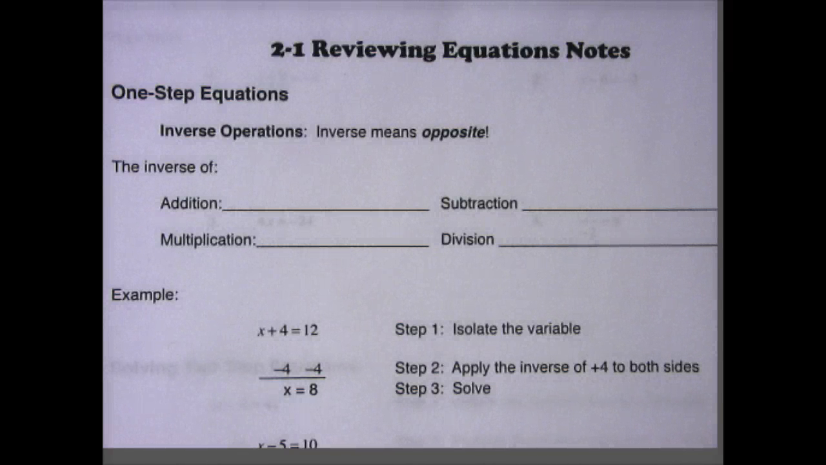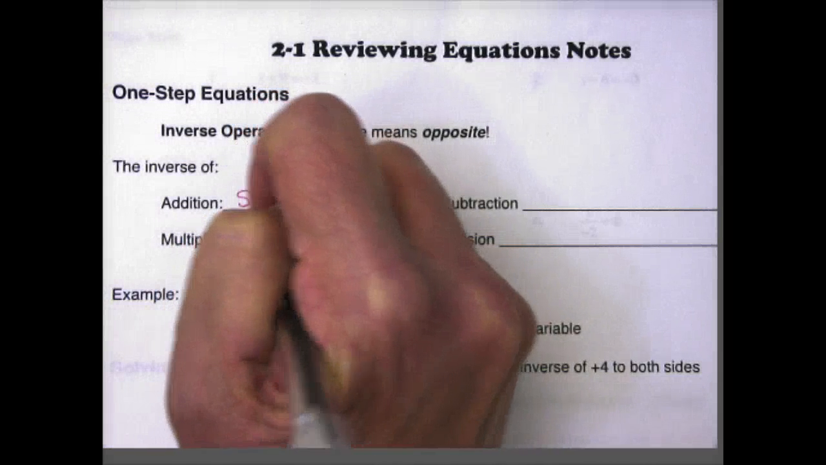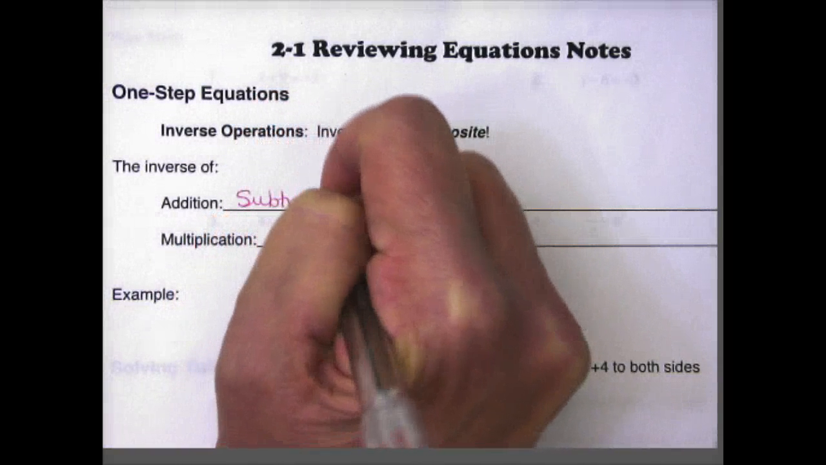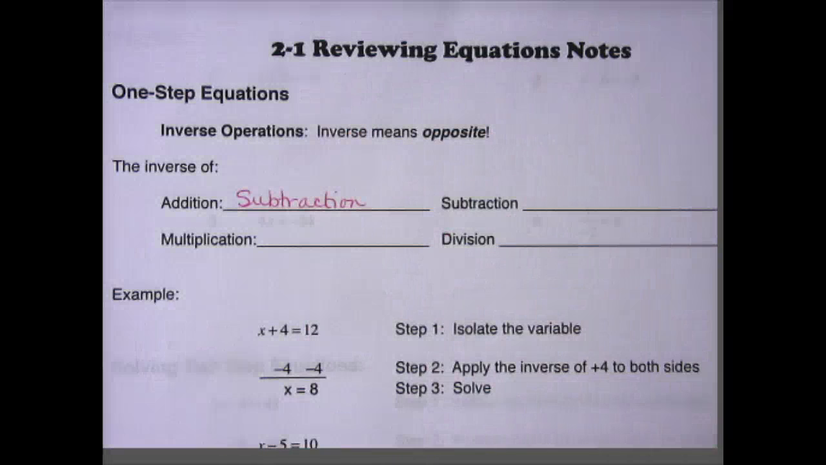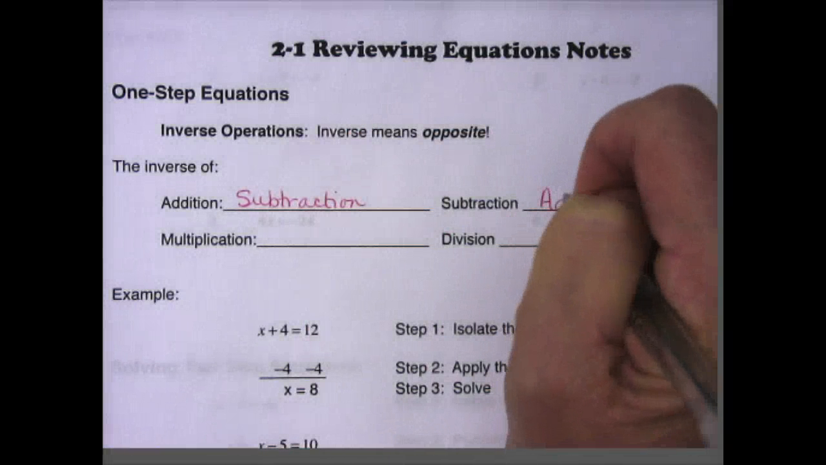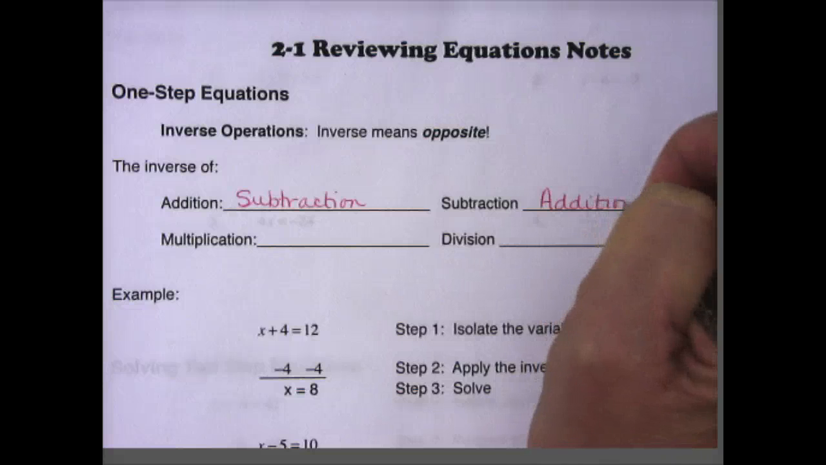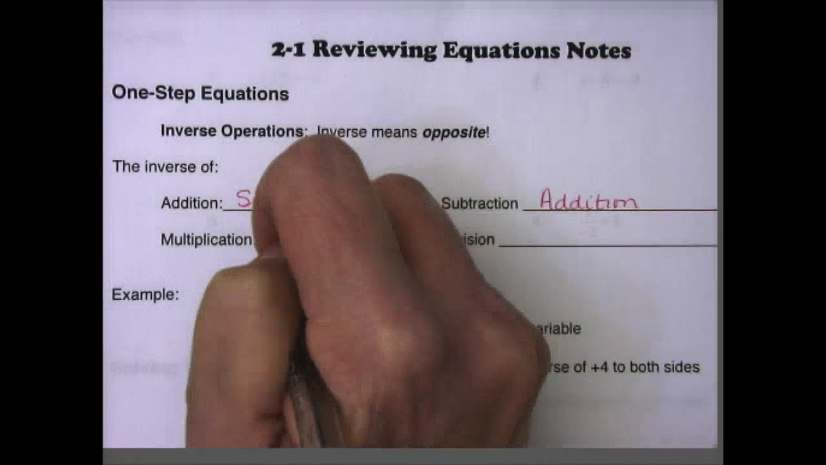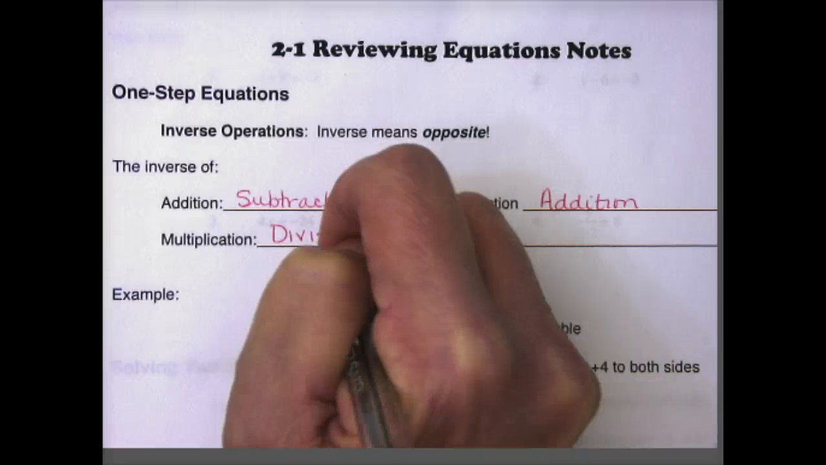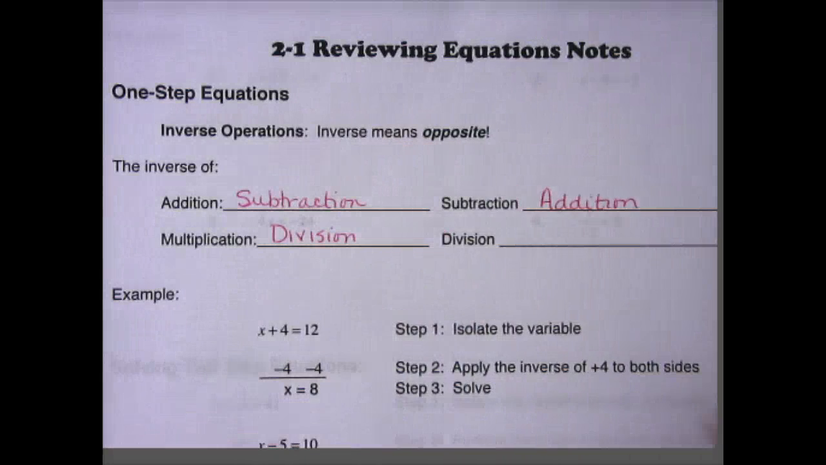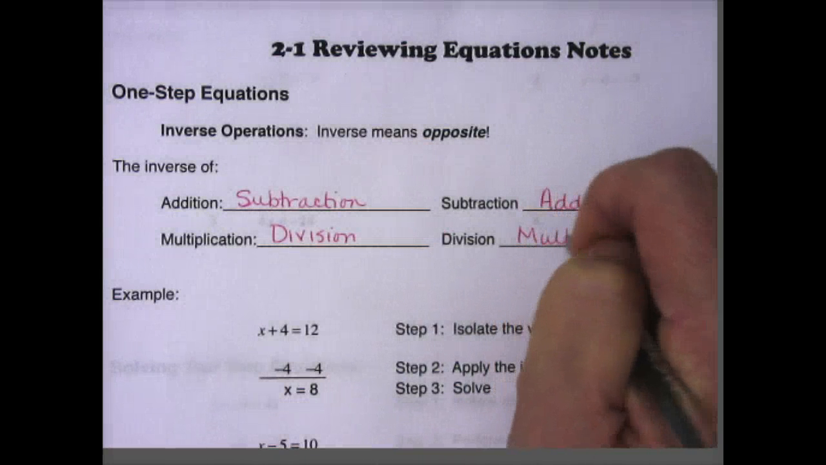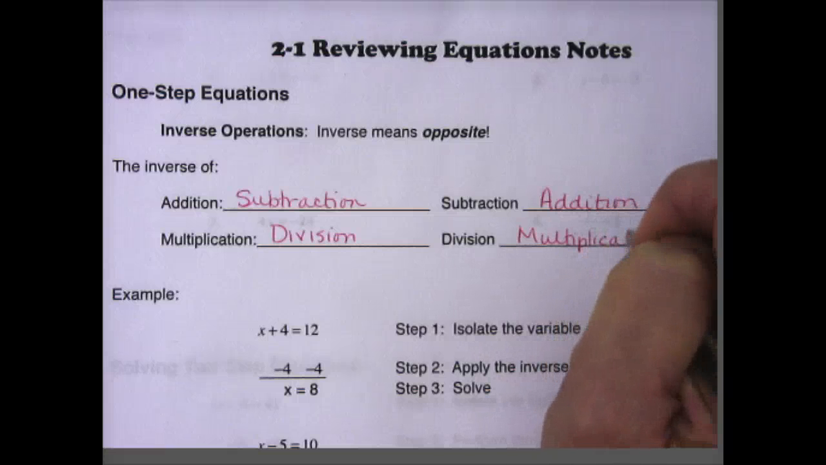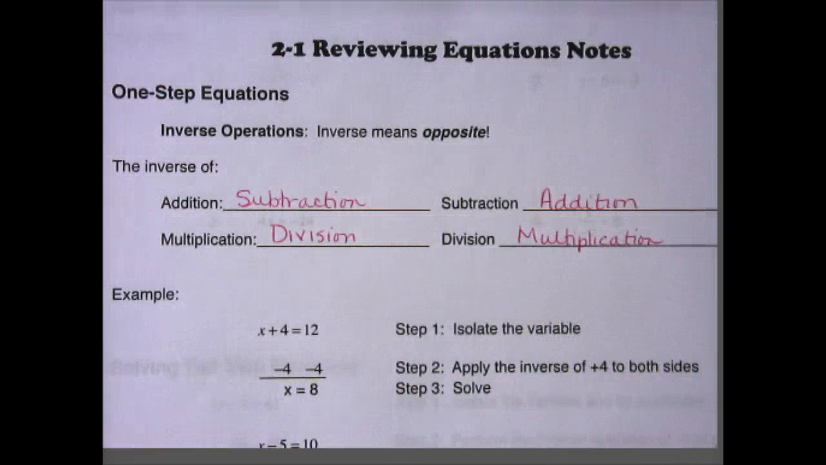The first thing you need to remember is that you use inverse operations, and inverse means opposite. So the inverse of addition is subtraction. The inverse of subtraction is addition. The inverse of multiplication is division. And the inverse of division is multiplication. So let's look at an example.